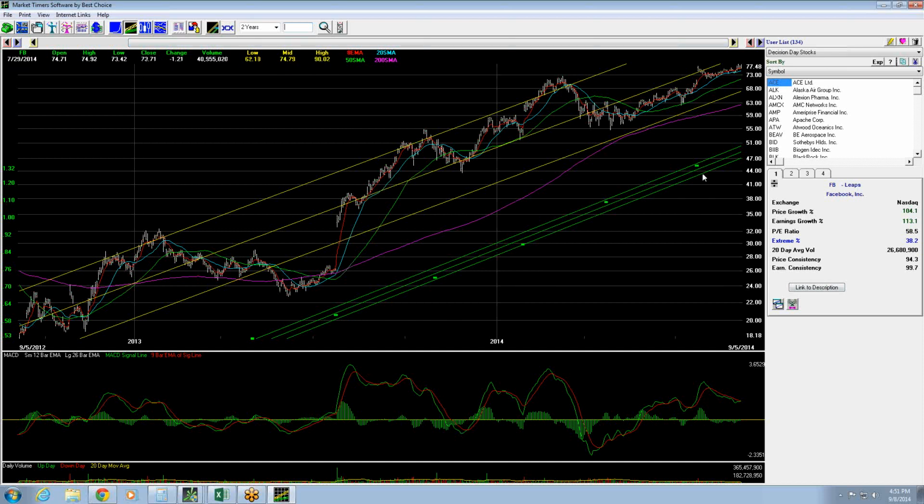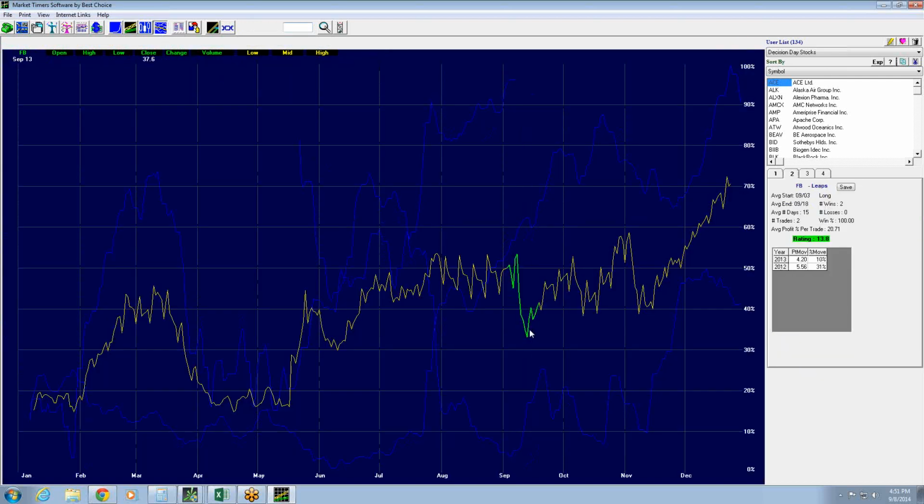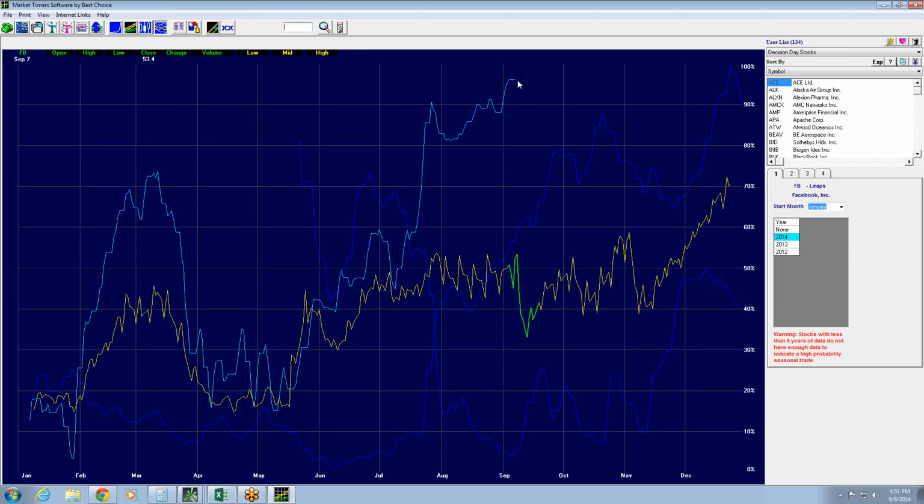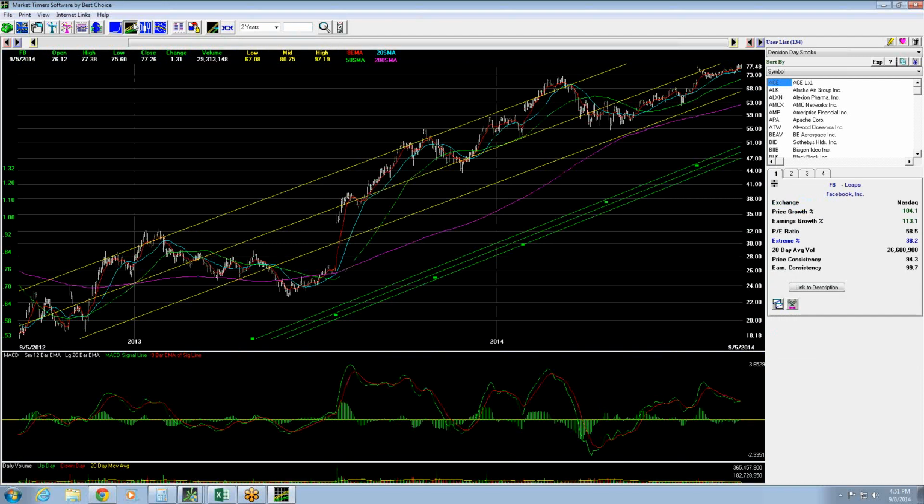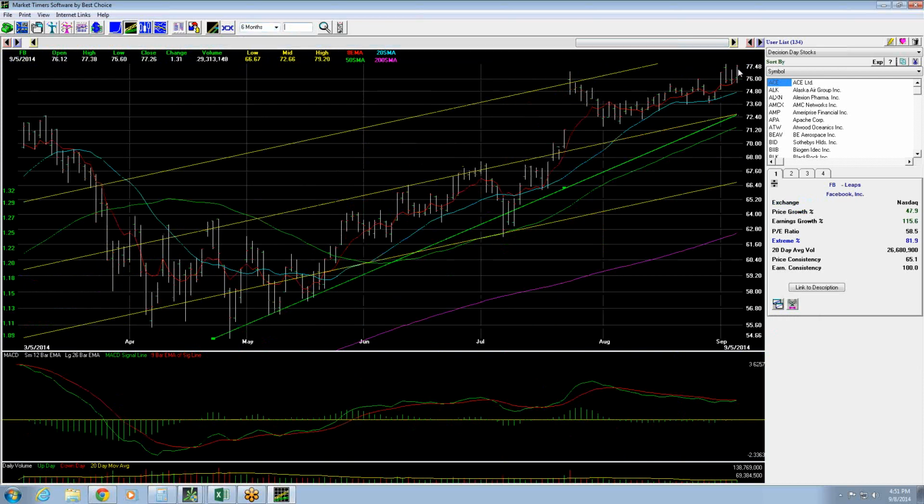So this is a momentum play, strictly, even though seasonally it also has the opportunity to go up, but it's sitting way, way up here right now. You look at a 6-month chart, fairly high, 81.9% its extreme of price movement. But again, it's just momentum that is going to drive this stock.